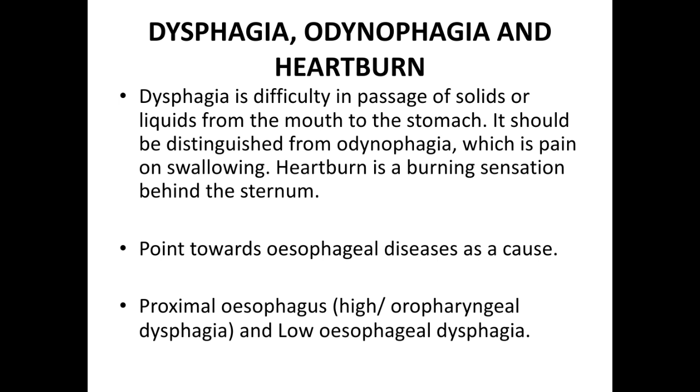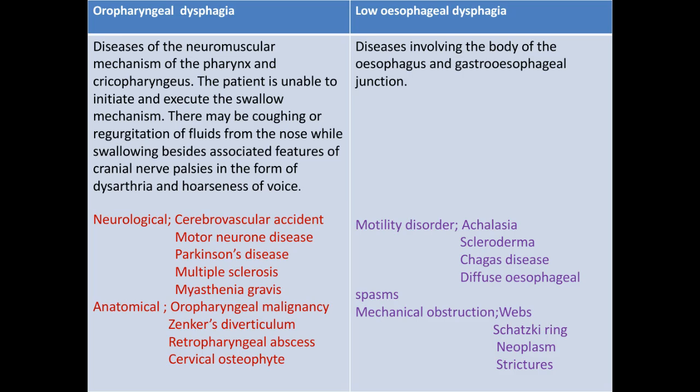So this dysphagia can be divided, based on the anatomy, into proximal esophagus or the lower end of the esophagus. So the left side will be highlighting the upper or the proximal, and the right side will be the distal end.